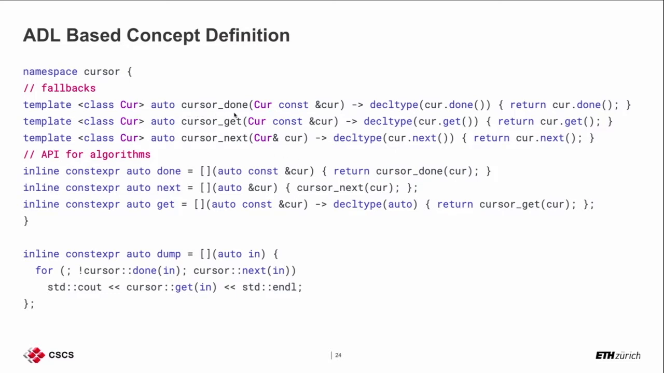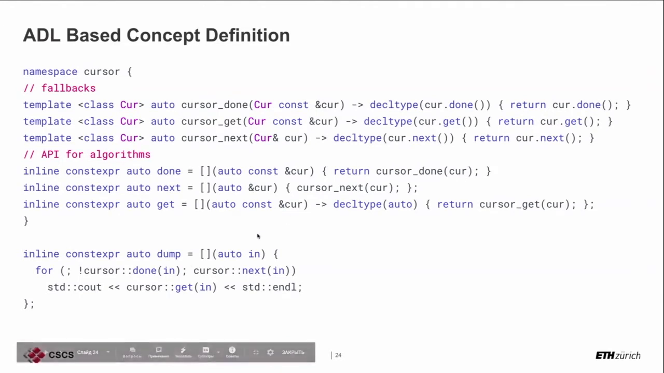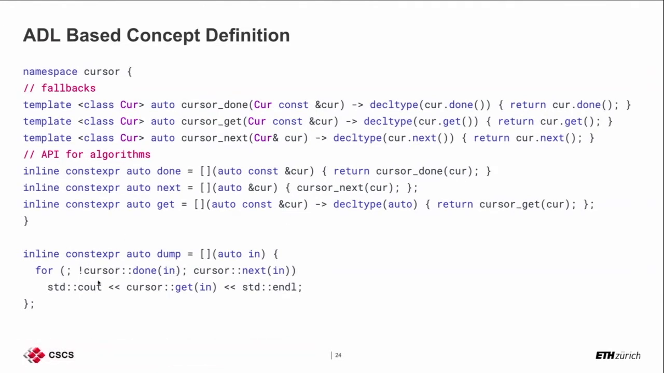And cursor done we will define as we have before, car.done. And the same is for the other methods. And now we will place it into our private namespace. And from now on we will use this cursor done.